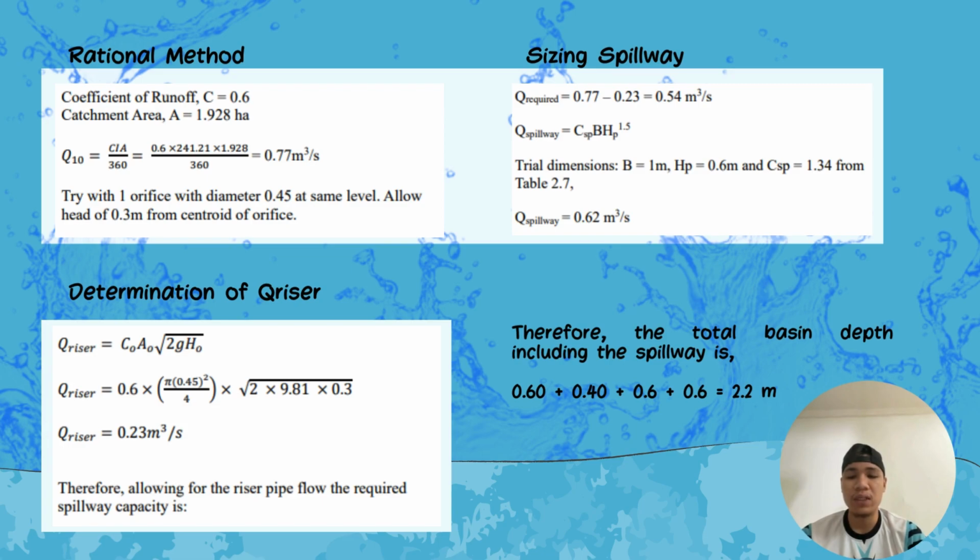Therefore, allowing for the riser pipe flow, the required spillway capacity. For the sizing spillway, we get 0.62 m³/s. Therefore, the total basin depth including the spillway is 2.2 meter.